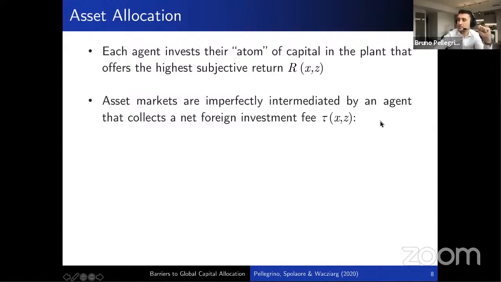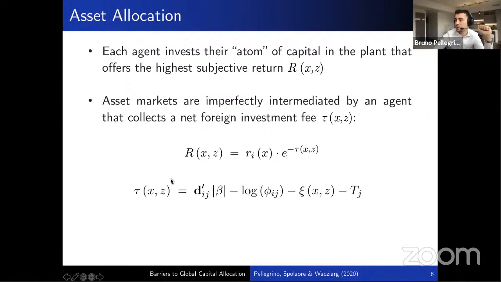So the subjective return is related to the objective return on capital by this fee. So big R, the subjective return, is equal to the objective return, small r, in country I where plant X is located, times this multiplicative investment fee tau. We're going to put some structure on this investment fee tau. We're going to assume that it's made up of 4 linear components.